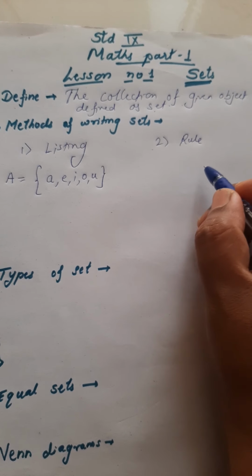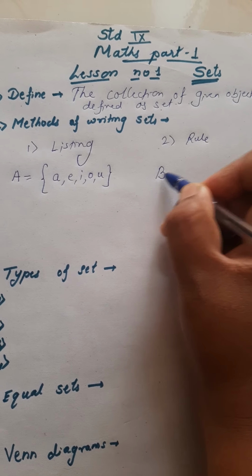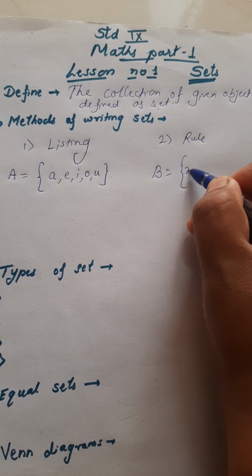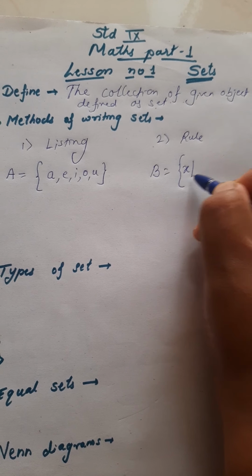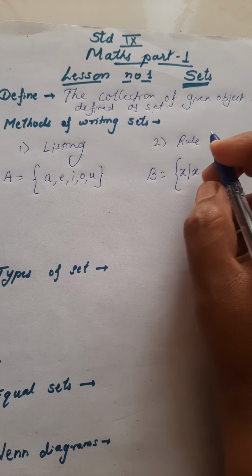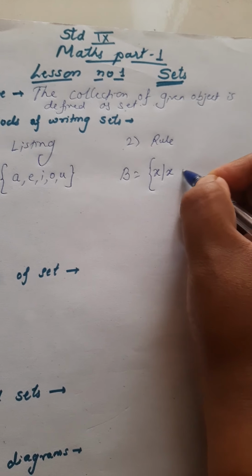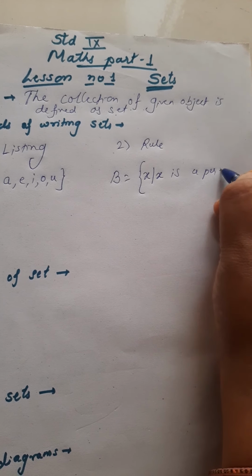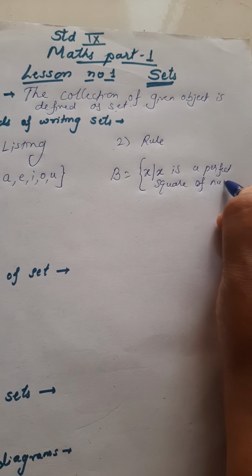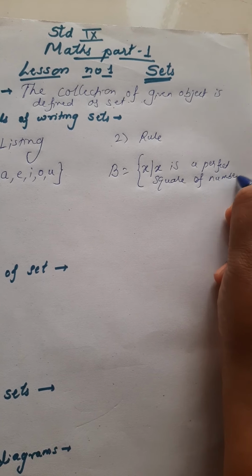Now next I will tell you the rule method. I will give the name B to the set. For the rule method, in curly brackets, we have to write the alphabet X, then a line, called such that, X is a perfect square of numbers 1 to 20, and curly bracket complete. All this we have to write in only one line.